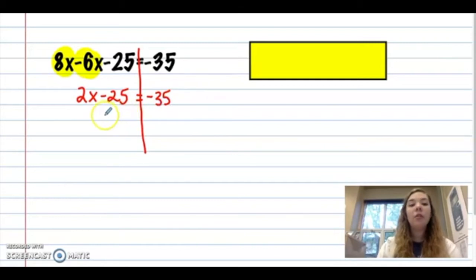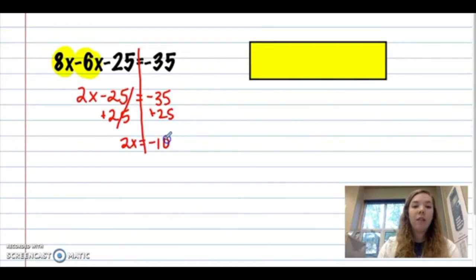From here, this is a 2-step, and we learned how to solve these last week. So we would add 25 to both sides, which is negative 10, and then divide by 2 is negative 5.